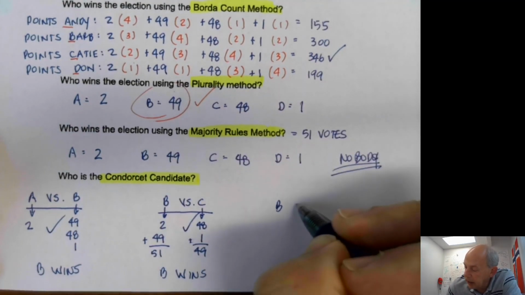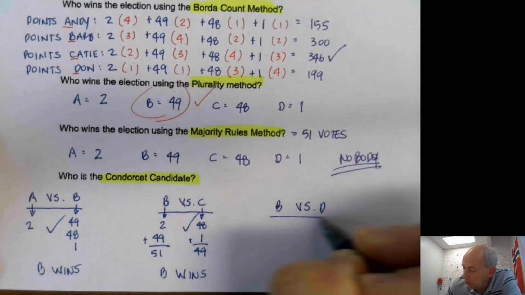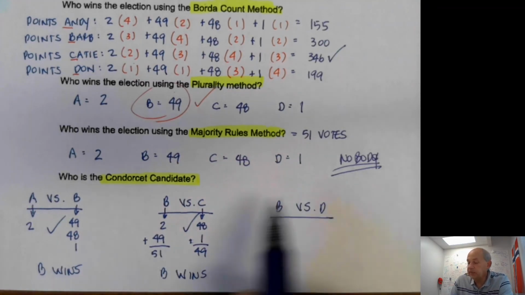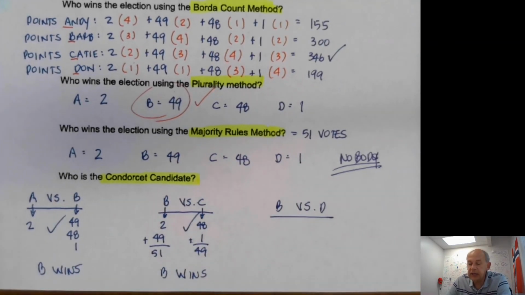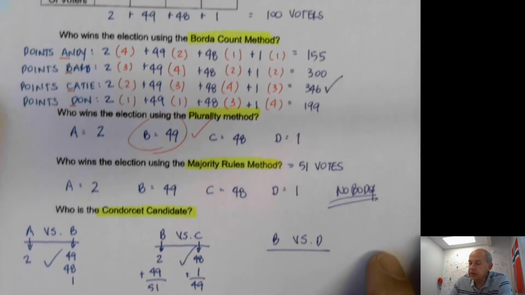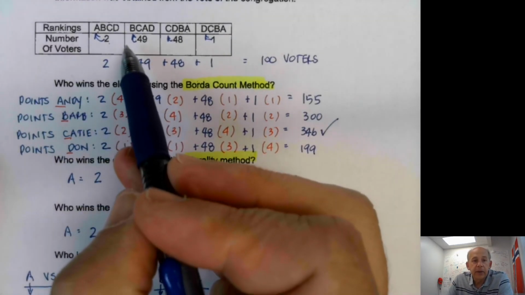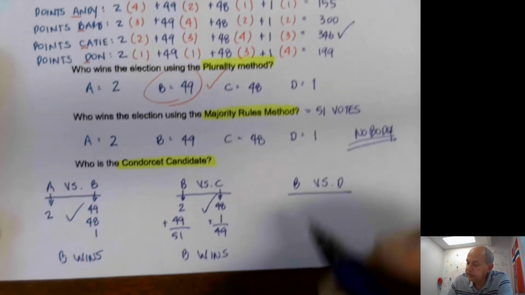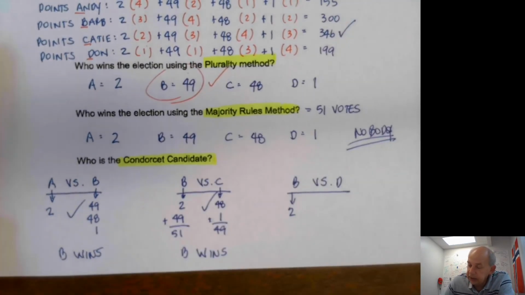My last battle, Barbara is against Don. If Barbara can defeat Don, then we have a winner. If Don defeats Barbara, we have to put Don against Katie, we have to put Don against Andy. Let's see how this is going to turn out. Comparing Barbara with Don. Barbara is in second, Don is in fourth. Barbara gets 2 votes.